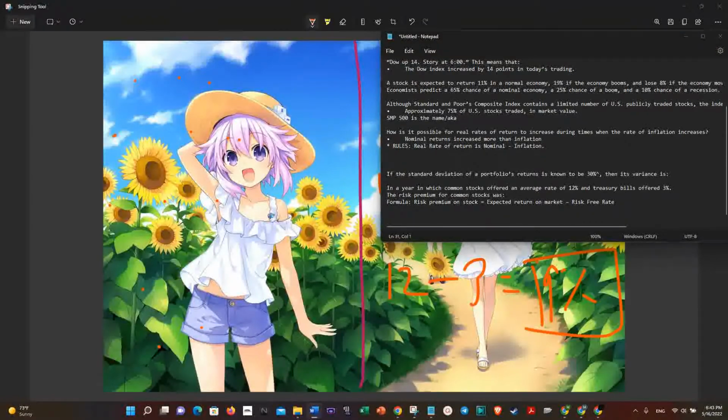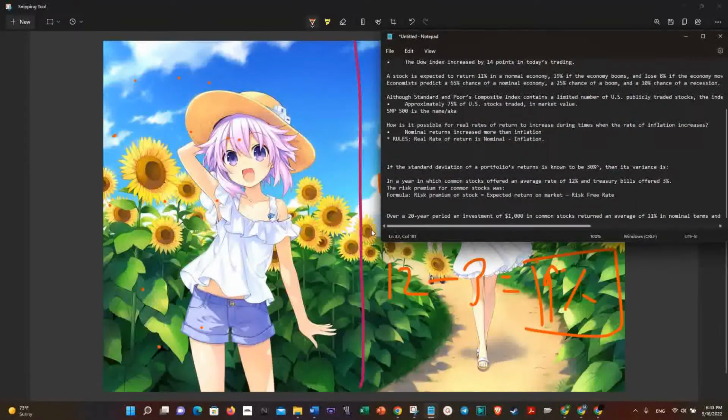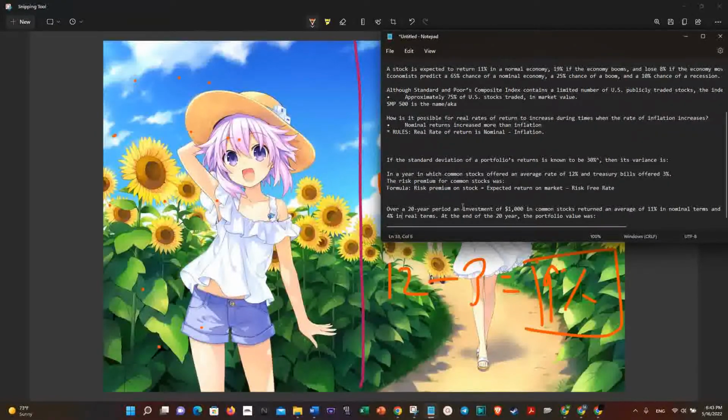Excellent. All right, control copy, control paste for this question again. Over a 20-year period, an investment of 1,000 in common stocks returned an average of 11% in nominal terms and 4% in real terms. At the end of the 20 years, the portfolio value was. Okay, this one is also pretty simple. So first we're going to get it in nominal terms, and then we're going to get it in real terms.